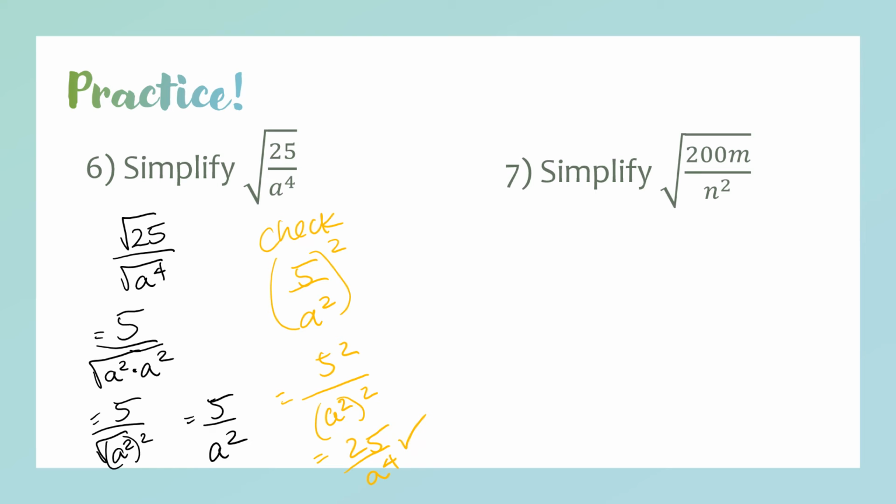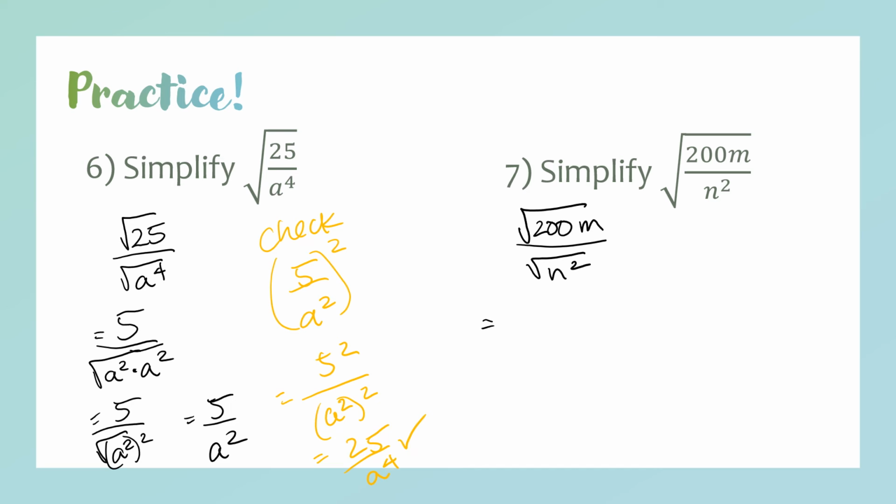Now looking at number 7, the top looks a little blah. I like the bottom though. So I'm just going to take my numerator and go the square root of 200m over the square root of n squared. Okay, so bottom is really easy. Square root of n squared is just n. This top is the one that's going to cause me some difficulty here.